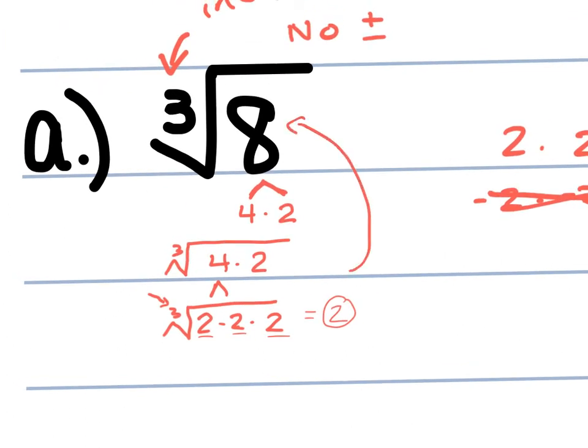And it can't be plus or minus either. It has to be plus, because the index is odd, there is no plus or minus. If it were even, there would be. As your answer, you would only put 2.